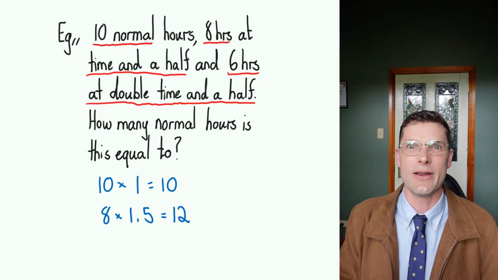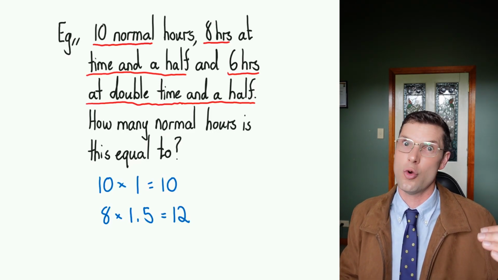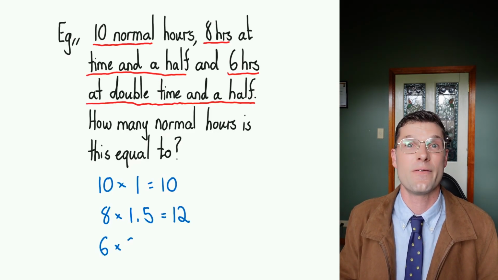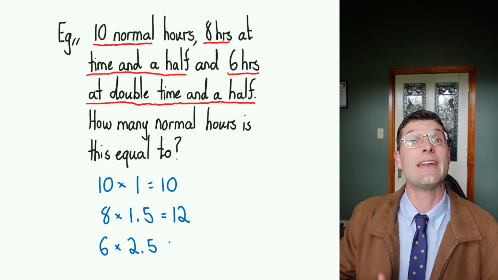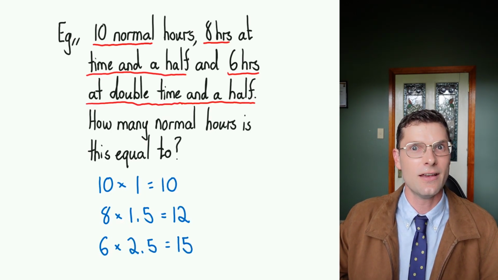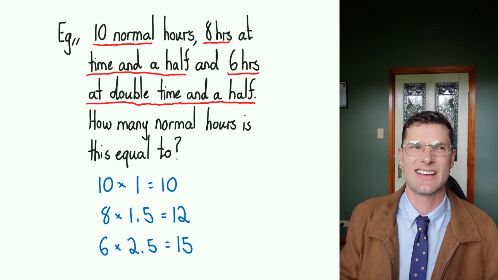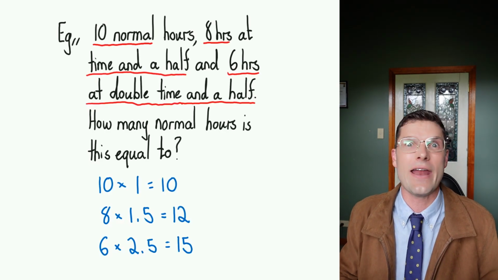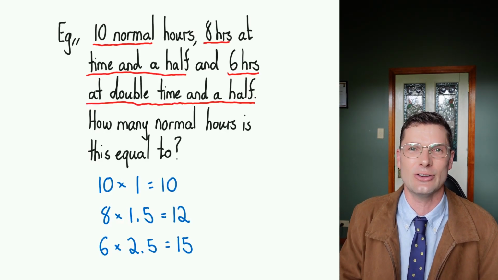Now I've just got my double time and a half, the big one. These shifts do earn you a lot of money. 6 times 2.5 is equal to 15. So I'm making 5 hours more pay for working 4 hours less. So really you're making a 9-hour bonus, which is a pretty good thing to look at.